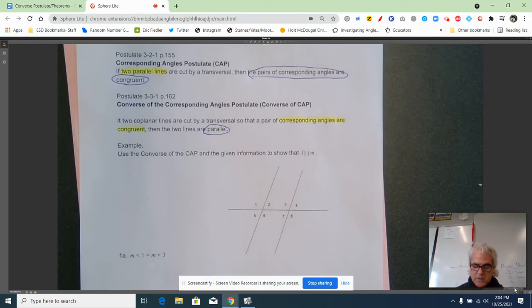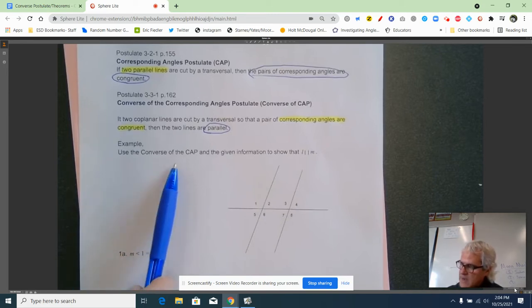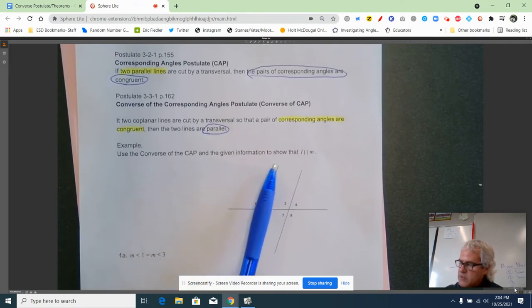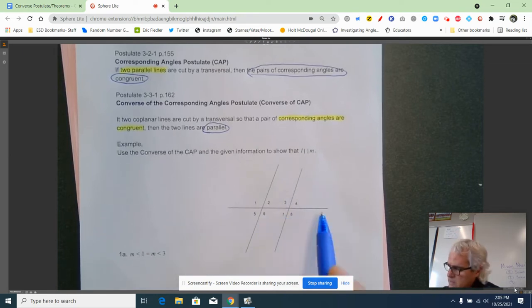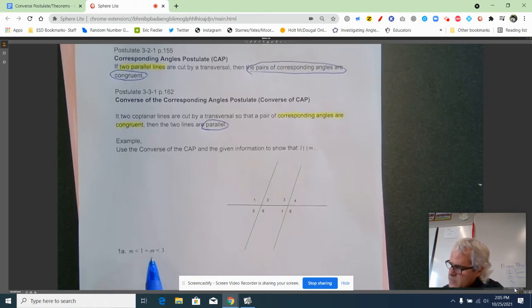Let's look at how that works as far as questions are concerned. So as an example, use the converse of the CAP and the given information to show that L is parallel to M. Last week, from Wednesday through Friday, everything we were given was lines are parallel. Now we're trying to show lines are parallel. Okay, so we're given this picture, two lines cut by this transversal. And it says this, use the given information. We're just given that measure of angle 1 is equal to the measure of angle 3. Look where those are in the pictures.